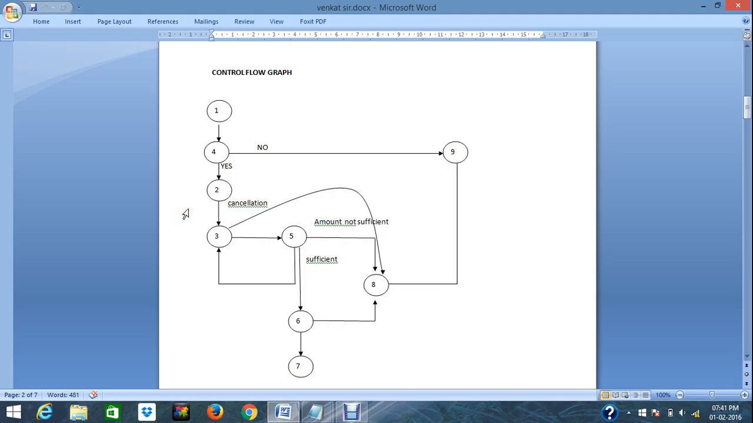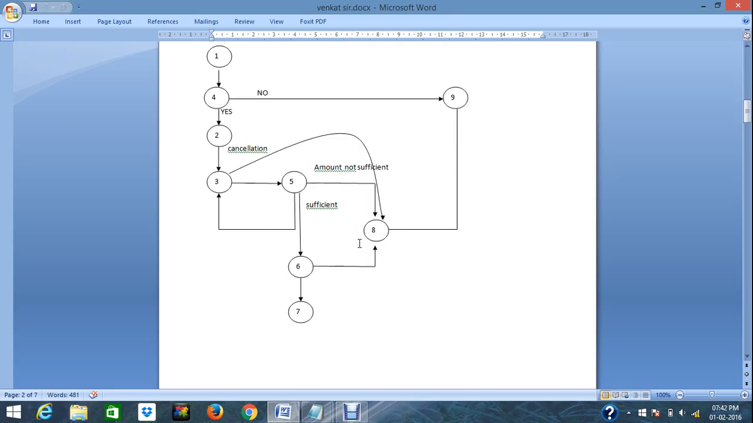One more option is actually available in this machine. After the user enters the money, he can give a cancellation. He can press a cancellation button. If it goes directly to cancellation, then this unit, after dispersing the money, goes directly to cash disperse and then to termination. This is about the vending machine control flow graph.